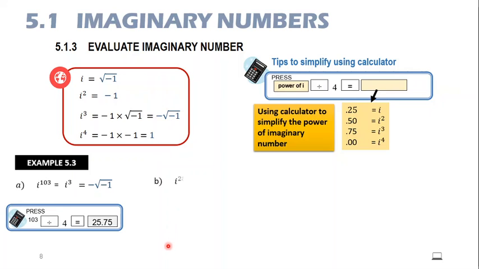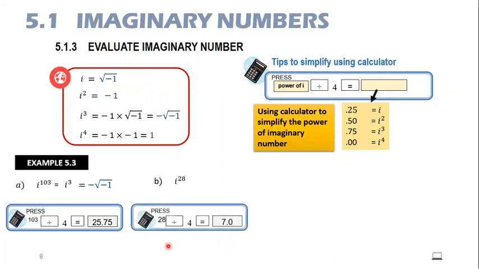Okay, kita tengok contoh kedua, I kuasa 28. Gunakan kalkulator, 28 bagi 4 dapat 7.00, iaitu tak ada perpuluhan belakang. Ia adalah sama dengan I kuasa 4. I kuasa 4, nilai dia adalah 1. So, ini je cari nilai. Ini yang dimaksudkan dengan cari nilai. Kita simplify and then kita continue with the next step. Evaluate the value.